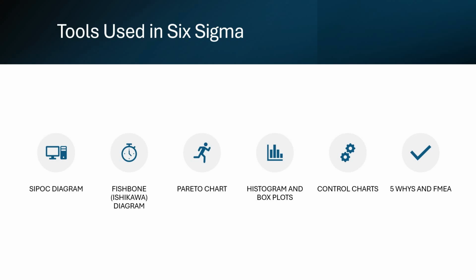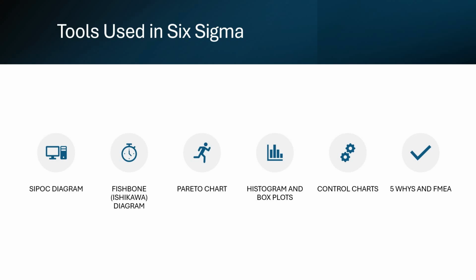Then comes FMEA. FMEA is failure modes and effects analysis. It is a proactive tool to identify potential failure points and prioritize them based on risk priority number. We call it RPM. So we can use all these as tools in Six Sigma and we can improve and control things better. So what are the tools?